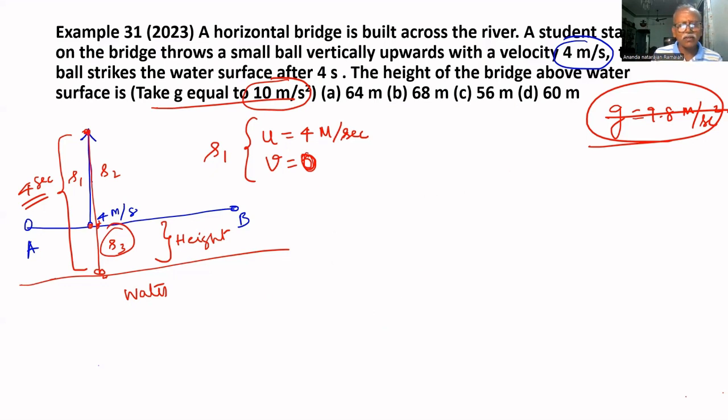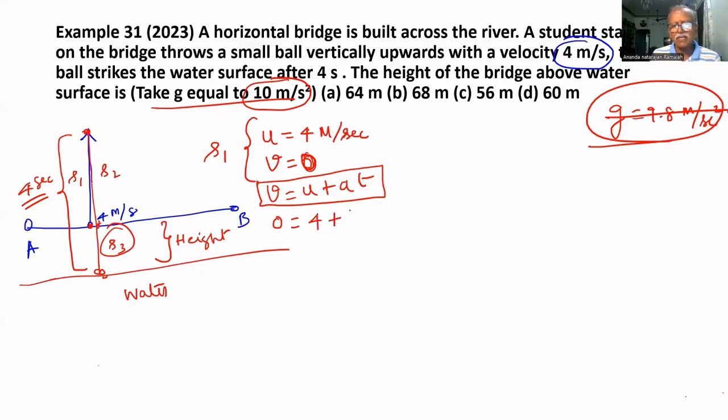Already I told you that from the bridge you are throwing upwards, it goes up, then comes down up to the bridge, then up to water. So it has 3 parts, S1, S2, S3. For S1, initial velocity is 4 meters per second. Final velocity is v, therefore we can write v equal to u plus at. This formula you have to remember. Final velocity is 0, initial velocity is 4 meters per second.